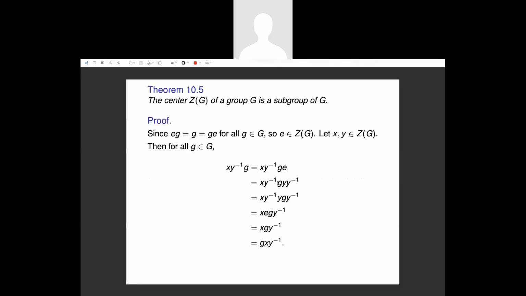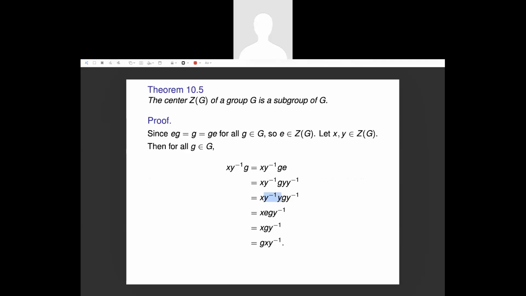So xy inverse, where x and y are elements of this. x is an element, so y inverse is also an element of this. So we can say that, in this form, xy inverse is an element of Z(G). So yg is equal to gy. So gy is the same as yg. Now this can be written as x times x inverse, which is equal to the identity element.